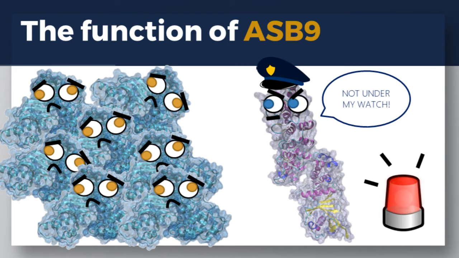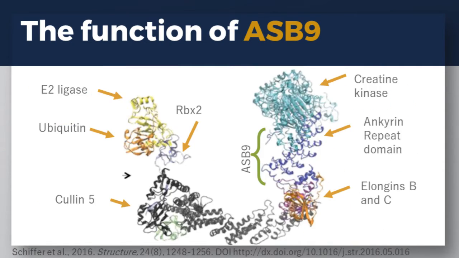So it is very important that the amount of these proteins in our body is regulated. That's where ASB9 takes action. This image shows how ASB9 binds to creatine kinase and targets it for degradation by the ubiquitination process.